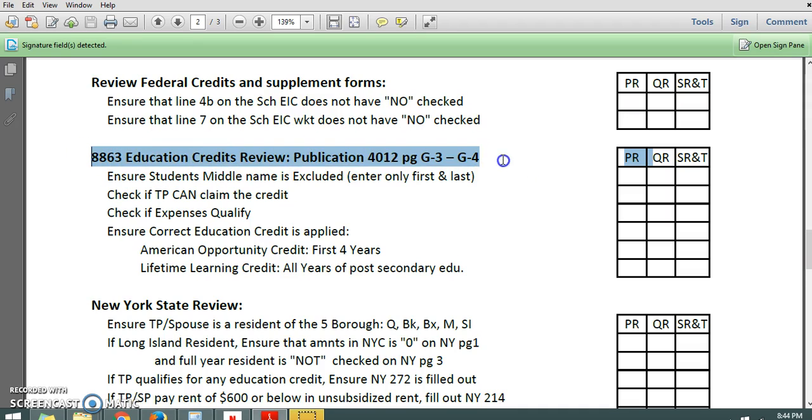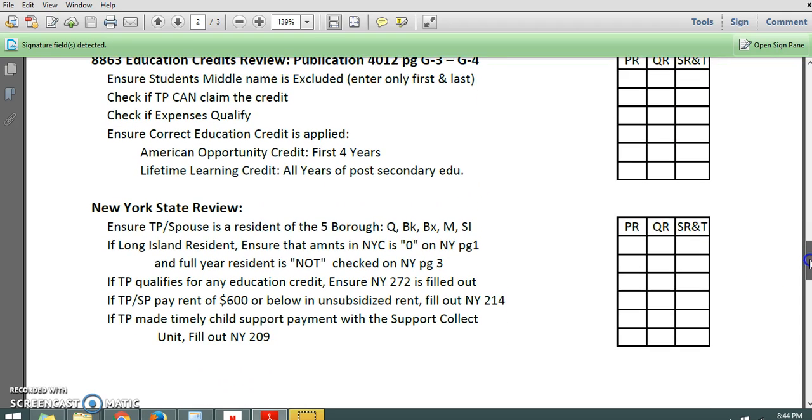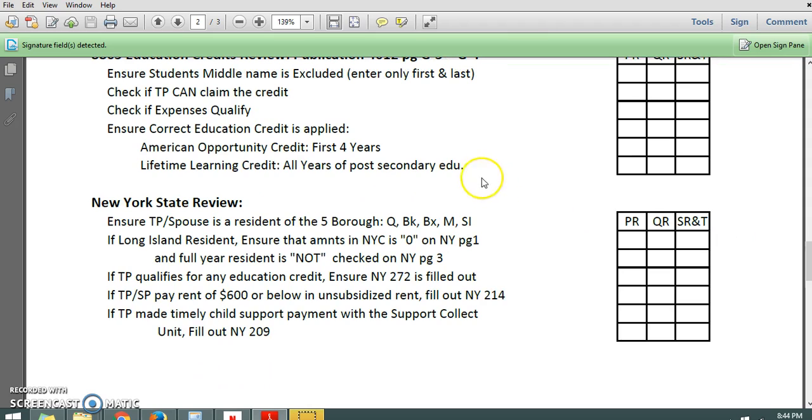Let's move on to the education credits. For the education credits, the name has to be entered again for the student. So this is a manual entry. Make sure this is just the first and last name. The middle name doesn't need to be entered. Ask the taxpayer for things again, these questions, because again, you're not just assuming everything that's there and just looking at it, because that's one part, the data entry verification.